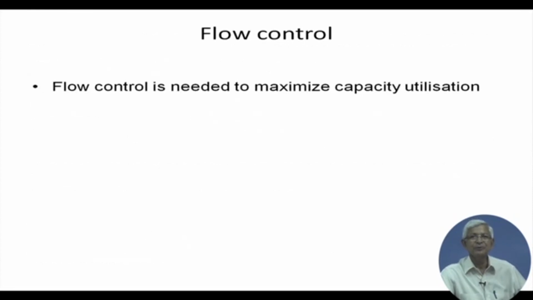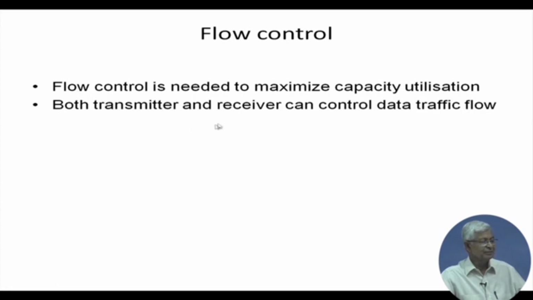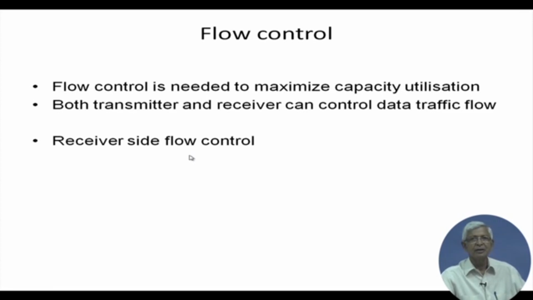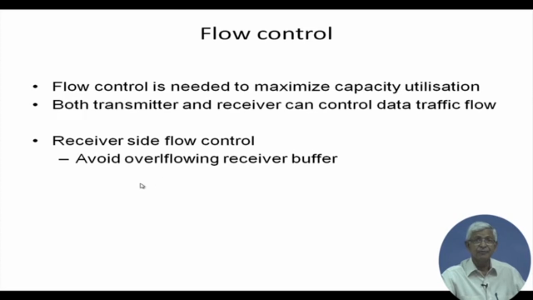Okay. Now, let us go to another important issue, which is called flow control, which is very important. Flow control is needed to maximize the capacity utilization. Now, both transmitter and receiver can control the traffic. Receiver side flow control is to avoid overflowing the receive buffer. If the receive buffer is full, it is not yet read properly, and then more data has come, it will overflow. So, the receiver has to stop that.